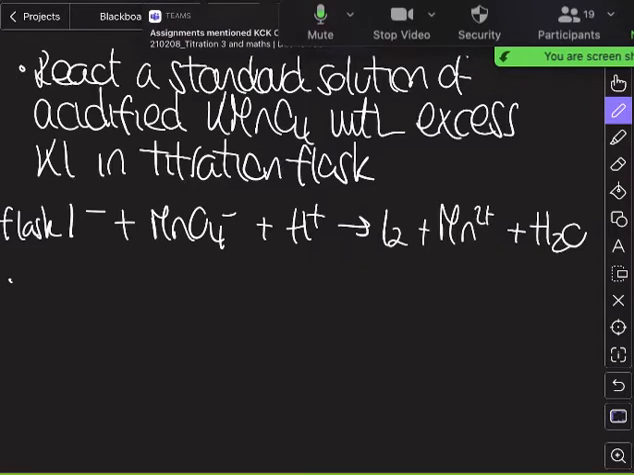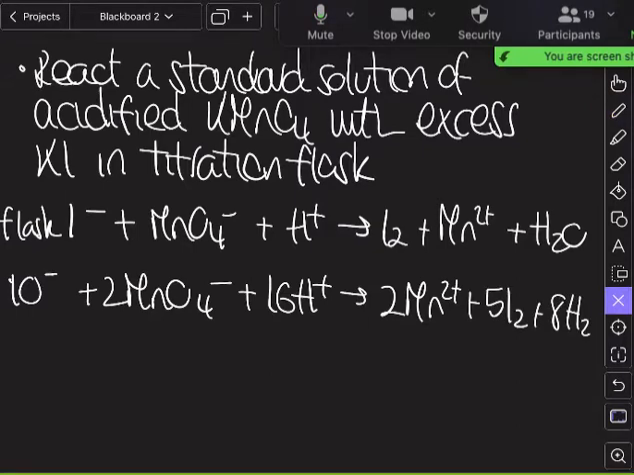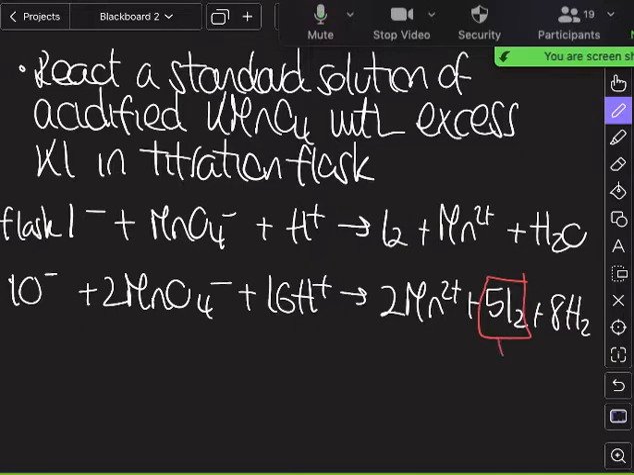So it is going to turn out to be 10I minus plus 2MnO4 minus plus 16H plus, when you get there, goes to 2Mn2 plus plus 5I2 plus 8H2O. So you have in your flask liberated iodine, which is the word they use to describe this. So liberated means it's made, it's released, it's in your flask.